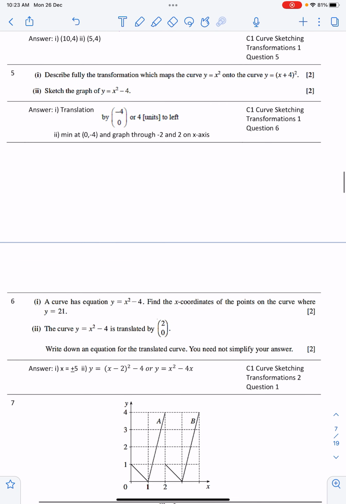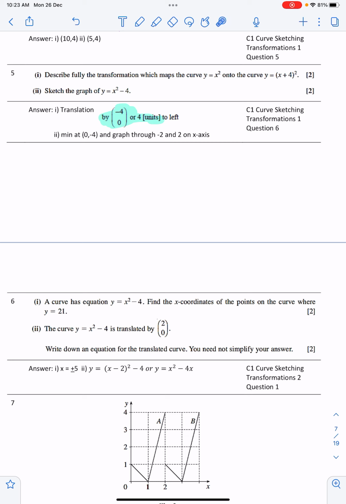describe fully the transformation which maps the curve y equals x square onto the curve y equals x plus 4 the whole square. In the first part, if you are noticing, in place of x they have added a plus 4, that means it is actually being translated by negative 4 comma 0. It is going to shift the whole graph 4 units onto the left. So it's a translation. In the first part you can write it's a translation by negative 4 comma 0, and in this part the whole graph has gone 4 units down, that means it's a translation by 0 comma negative 4.